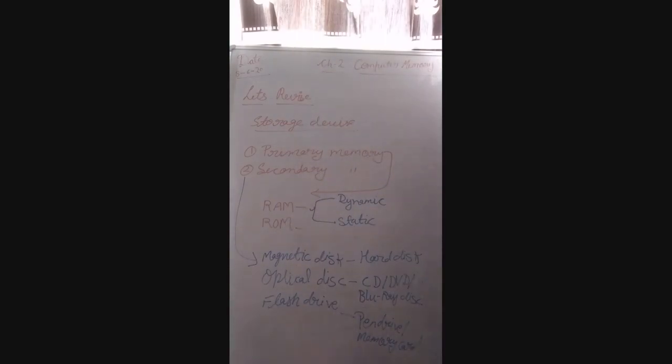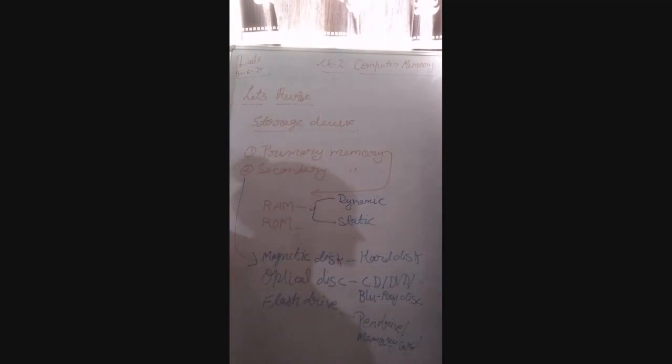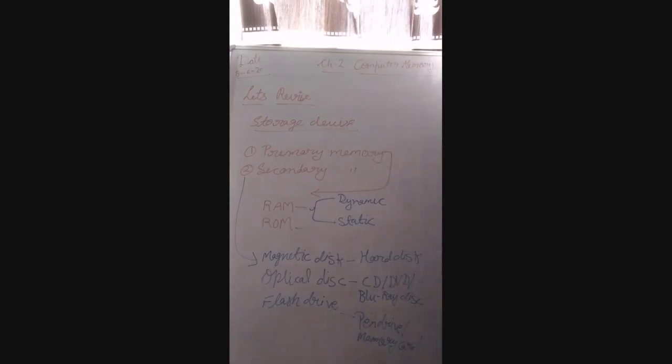Then the third one is the Blu-ray disc. It also comes into the category of optical disc, and it is used for storing a large amount of data. Blu-ray disc is used for playing videos and for large amounts of data. Same here, the storage capacity is the basic difference between the DVD and the Blu-ray disc.